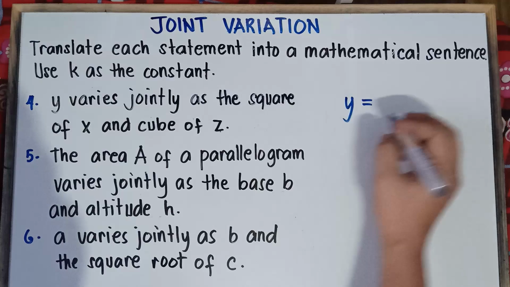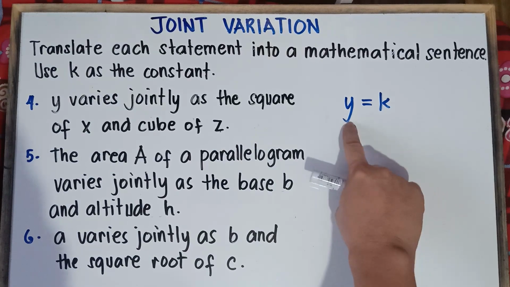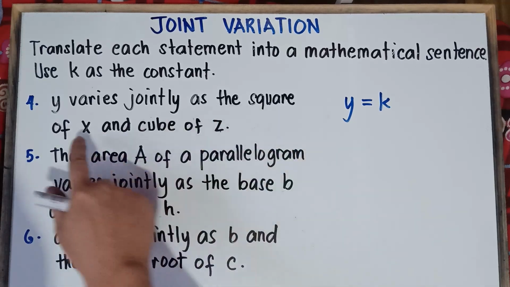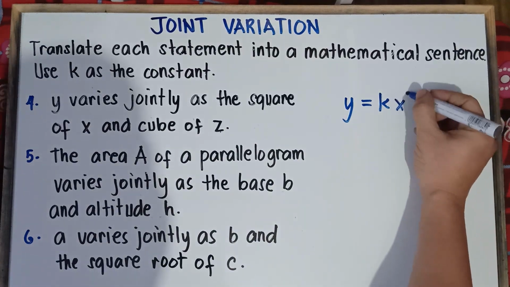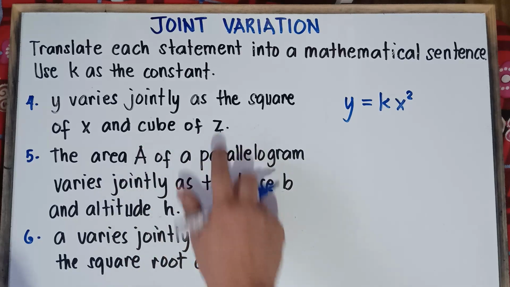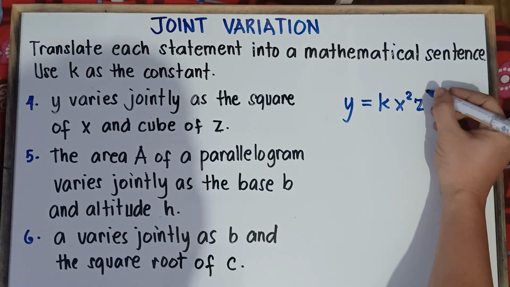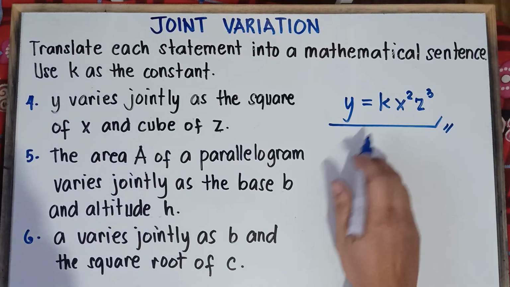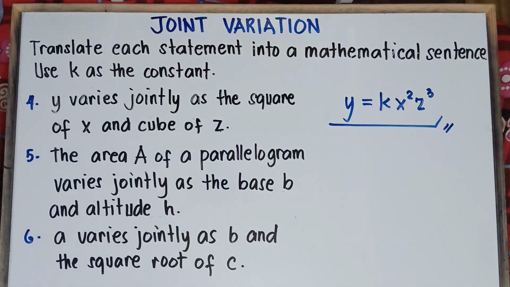Do not forget K, so copy K. Once again, class, you always deal with K. K is what we call the constant. So y equals, copy K. Y varies jointly as the square of x. How will you write that one, class? Square of x. That's correct, that would be x squared. And then cube of z. How will you write this one? Cube of z. That's correct, that would be z raised to the power of 3. That's it, class. That's the answer for number 4. So that would be y equals k x squared z raised to the power of 3, z cubed.